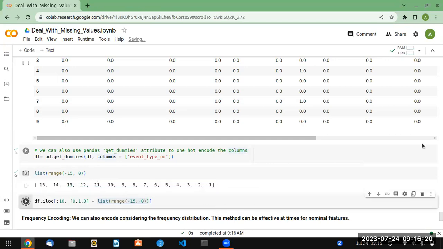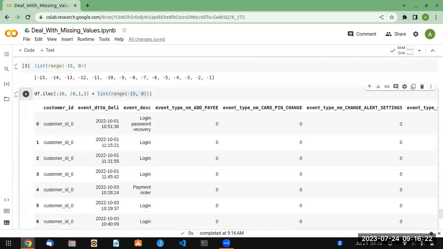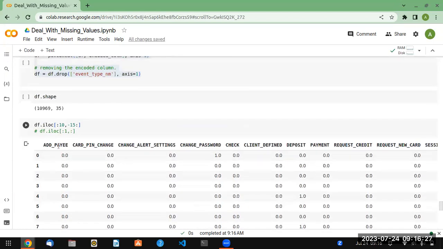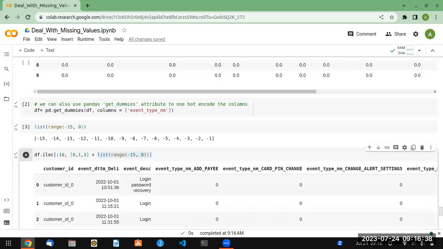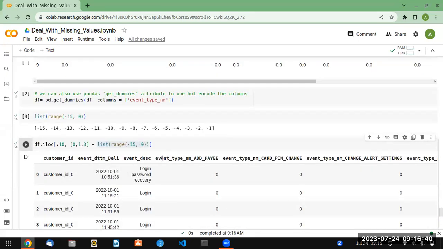If I click this, now you can see what we created here: add pay, card, pin change, alert setting. So these categories became your columns, right? That is one hot encoding. But in pandas, you can achieve it with one line. Automatically these columns will be created for you. You need not concat or anything like that. Just apply get dummies to the particular column, and the new columns will be created.